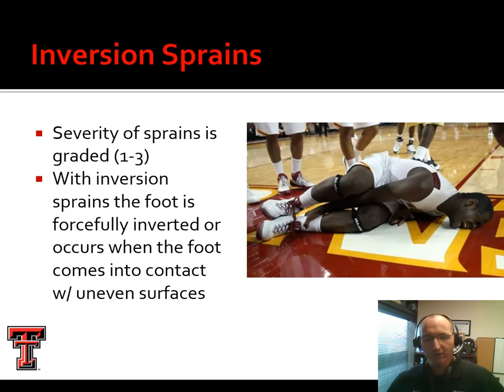Now we grade sprains on a 1 to 3 scale, same as we do with strains. With an inversion sprain, the foot gets forcefully inverted. This can happen lots of times in basketball. Player comes down from a rebound, they land on another player's foot, and they're forcefully inverted. This may also occur when a patient lands in a hole or they misstep. So this happens quite readily in some sports. Basketball is probably one of the more common ones, but we also see this in pretty much any number of other sports.